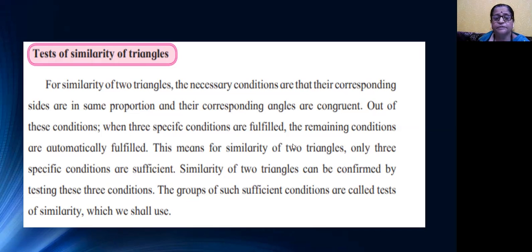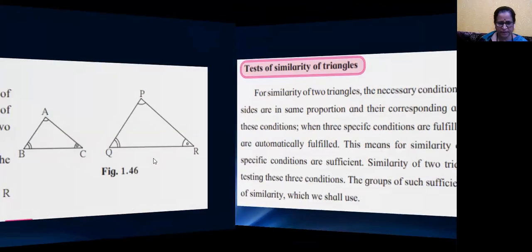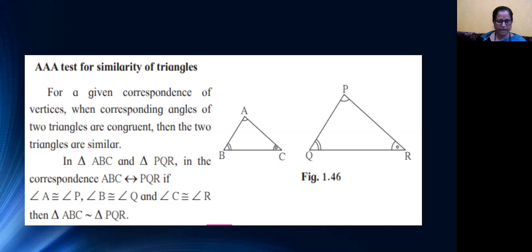This means that for similarity of two triangles, a total of 6 conditions are taken. But to test for similarity, only 3 specific conditions are sufficient for similarity of two triangles, and these we are going to see in the tests. Different tests are given. The first test is the AAA test for similarity of triangles.